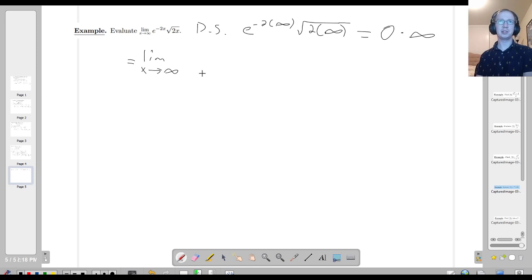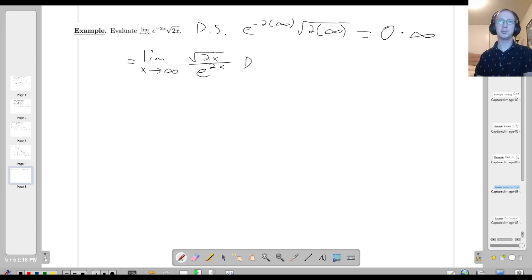So instead of writing it this way, I want to think about how I could write this as a fraction. Essentially, I'm going to leave the square root of 2x, but if I remember how negative exponents work, that's essentially saying put this on the bottom of the fraction. Now it looks like a fraction, and maybe I can get one of those 5 indeterminate forms.